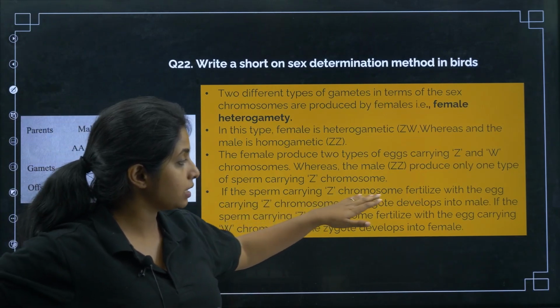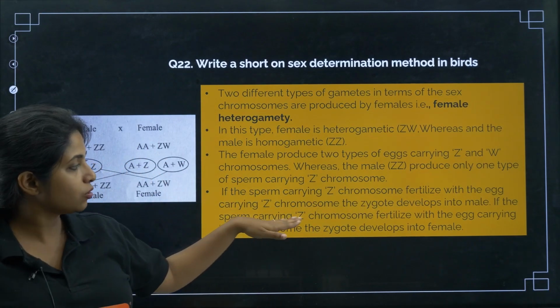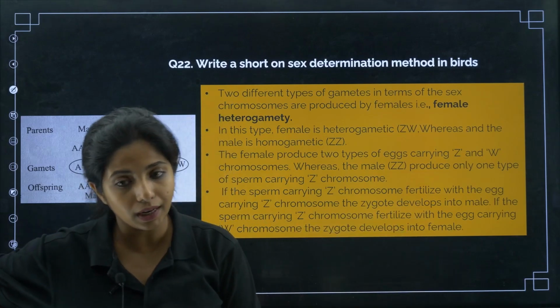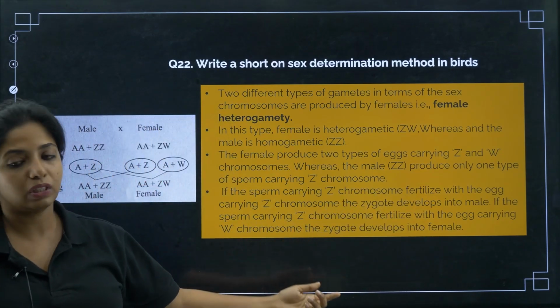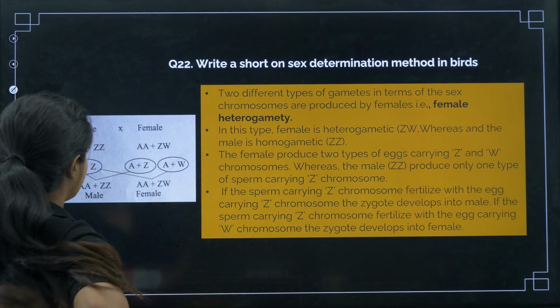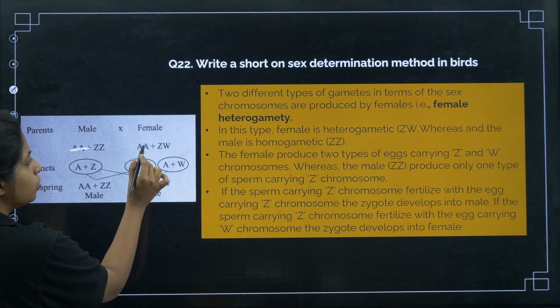If a sperm carrying the Z chromosome fertilizes an egg carrying the Z chromosome, then the zygote will develop into a male. And if the sperm carrying the Z chromosome fertilizes an egg carrying the W chromosome, it will be a female, just like how I explained. Now over here, you do not have to write about autosomes and all.